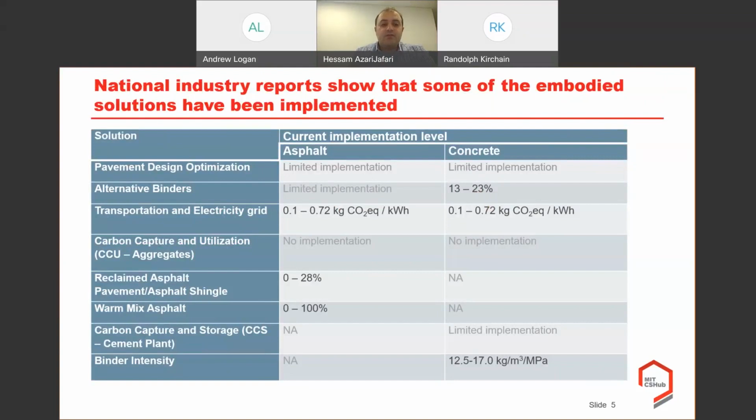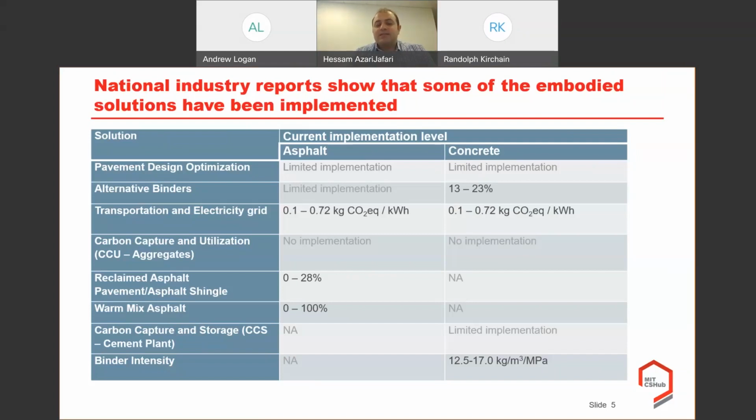And we can see that, for example, for the electricity grid, some regions have been leveraging renewable sources of energy, so the GHG intensity of the energy produced in those regions is much better than in others. Or, for example, reclaimed asphalt pavements or asphalt shingles have already been incorporated in a variety of percentages from 0 to 28%, or warm mix asphalt has been reported up to 100% incorporation in new asphalt production in different locations.